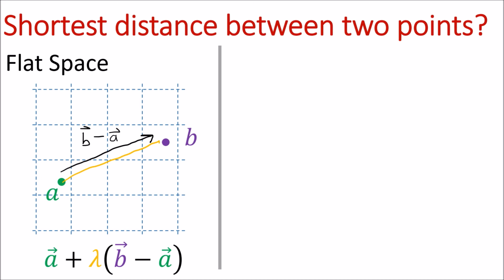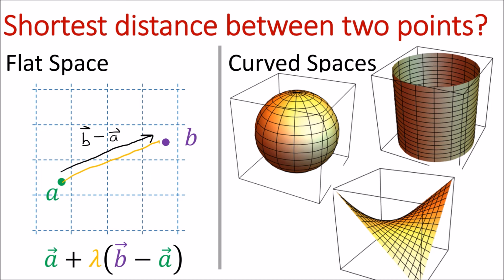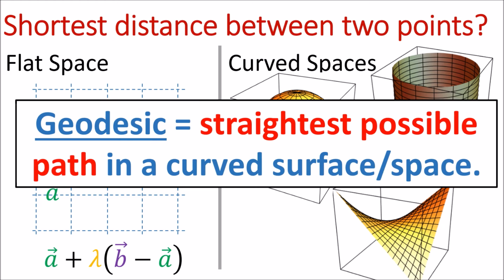But things get more challenging when we try to find the shortest distance between two points on a curved surface. We generally can't draw straight lines on curved surfaces, so the process of finding the shortest distance between two points involves finding a special curve called a geodesic, which is basically like the straightest possible path in a curved space that also minimizes the distance between two points.